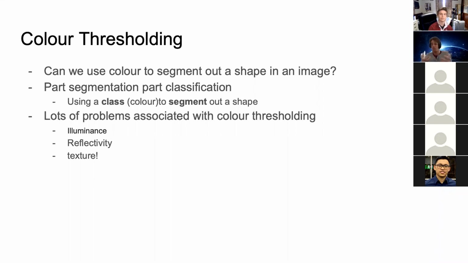However, there are lots of problems associated with color thresholding. One of the main issues is that colors look different under different lighting conditions. If something is super exposed, which we talked about earlier, a red object might actually appear white. And so now your color thresholding is useless.